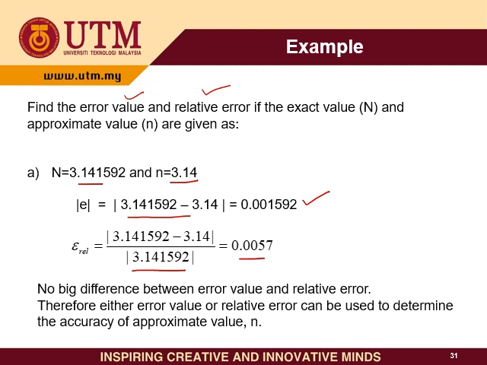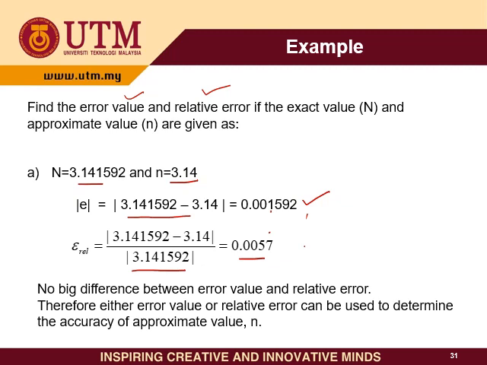If you can see between these two answers here, there's no big difference between error value and relative error. No big difference, right? Both are 0.2 decimal, right? Therefore, either error value or relative error can be used to determine the accuracy of the approximate value, because it is a small error and it is the same.